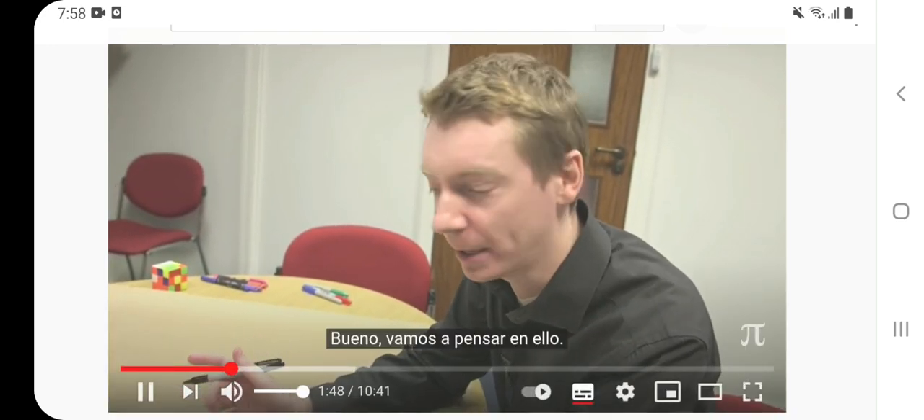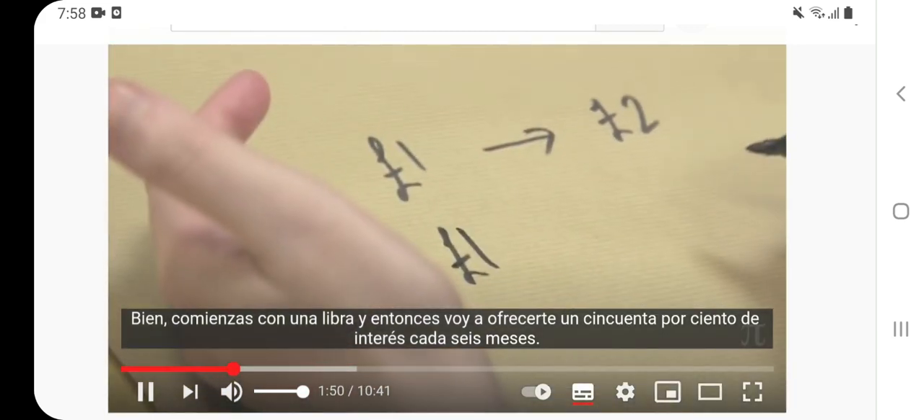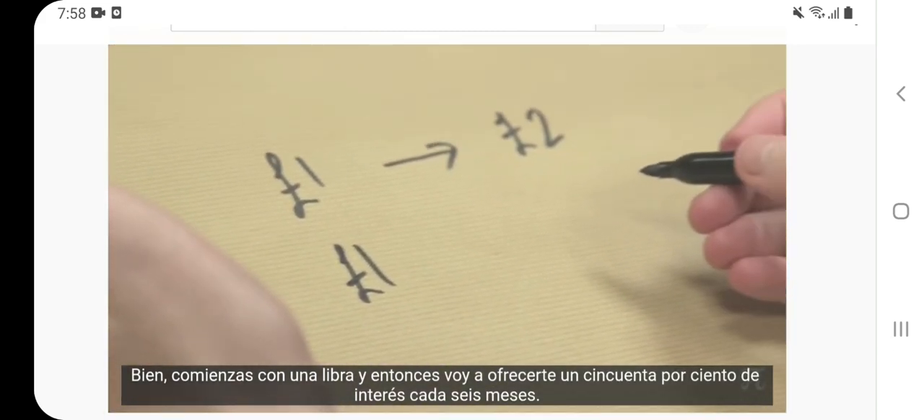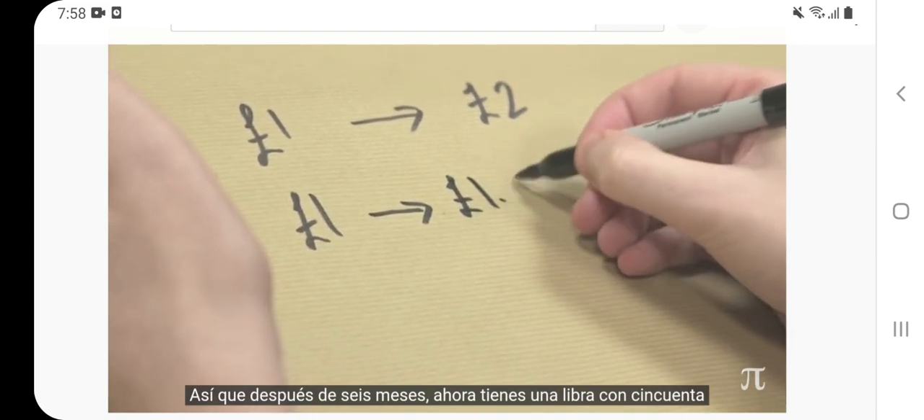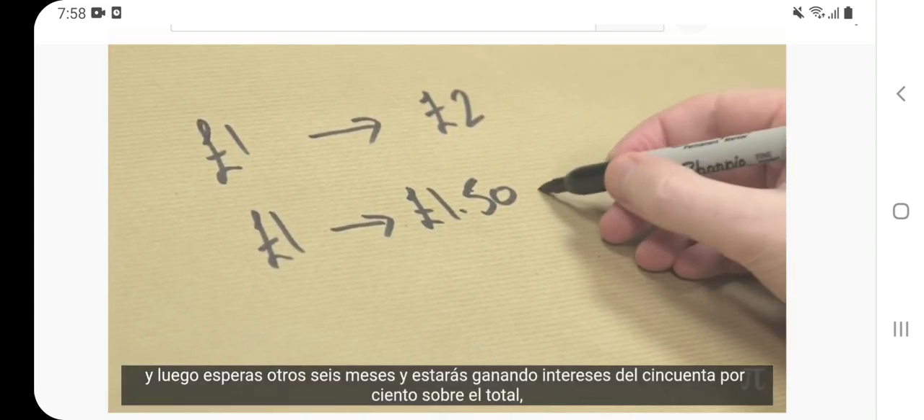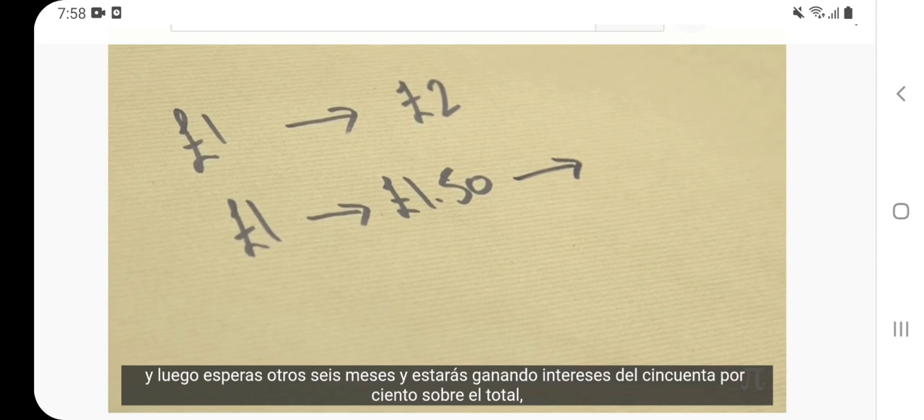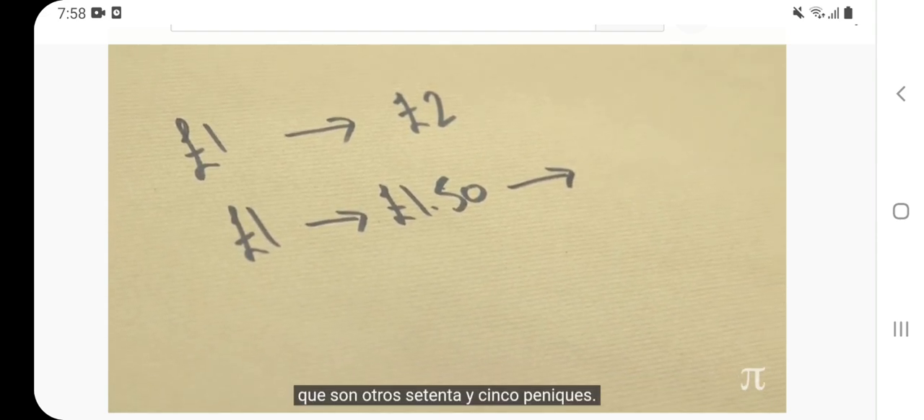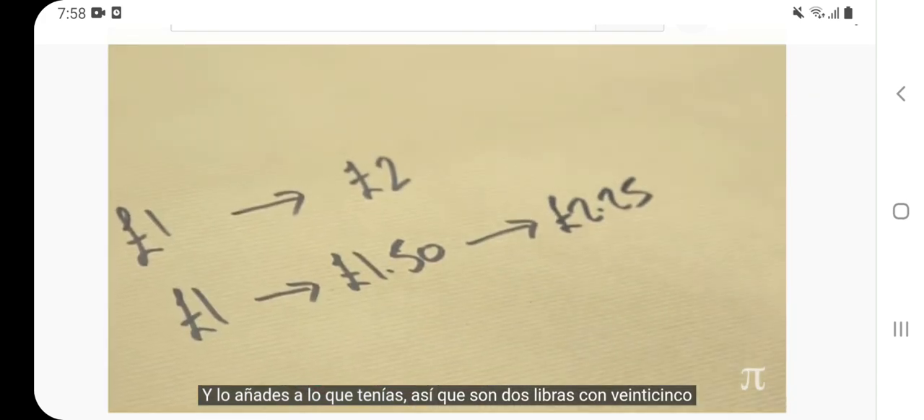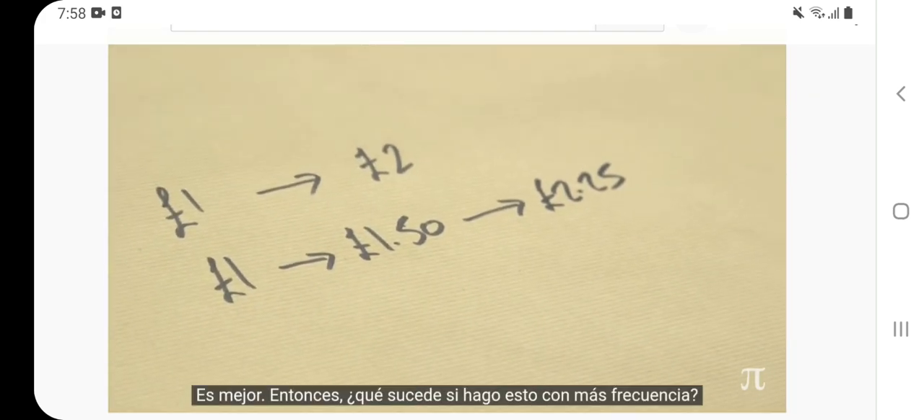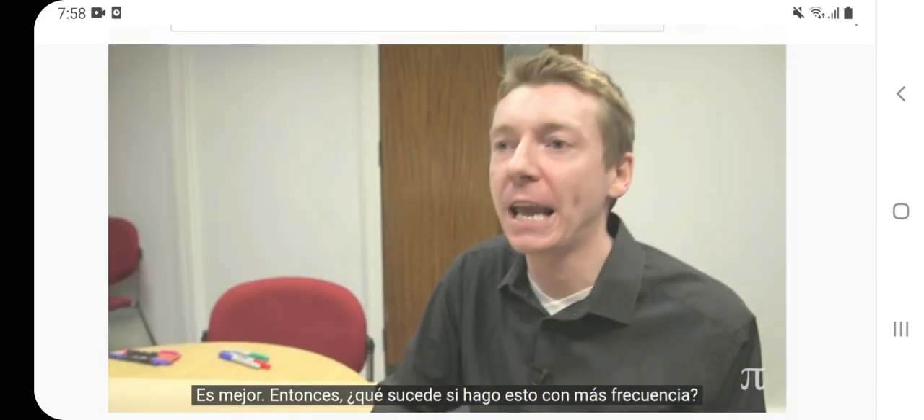Well, let's think about it. Okay, you're starting with £1 and then I'm going to offer you 50% interest every 6 months. So after 6 months, you now have £1.50. And then you wait another 6 months and you're earning 50% interest on your total, which is another 75p. And then you add that on to what you had, so it's £2.25. Better. It's better. So what happens if I do this more regularly?